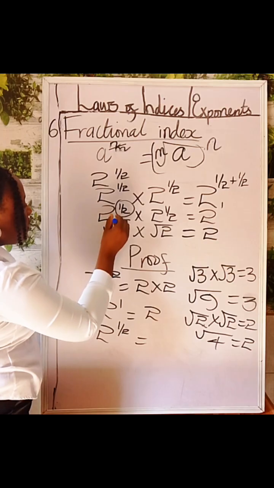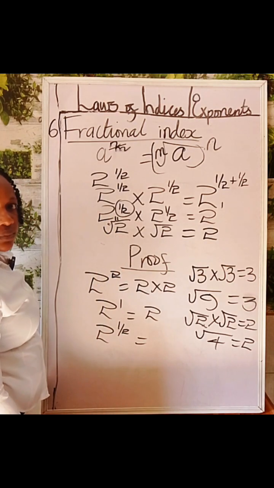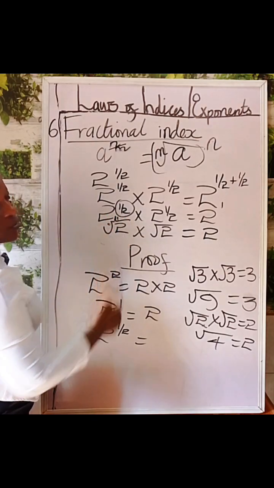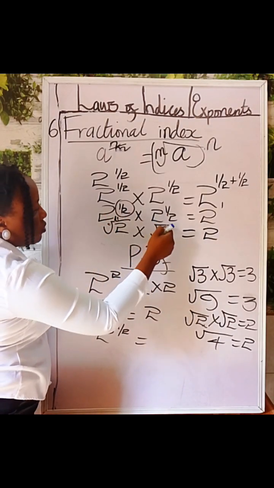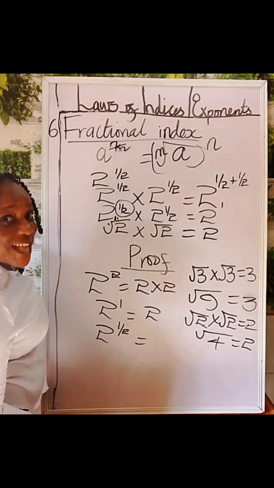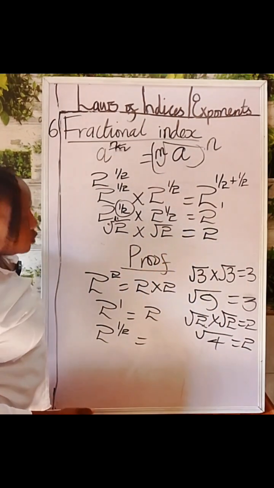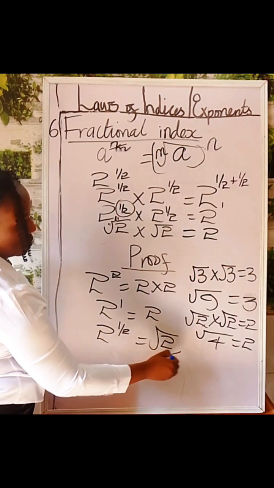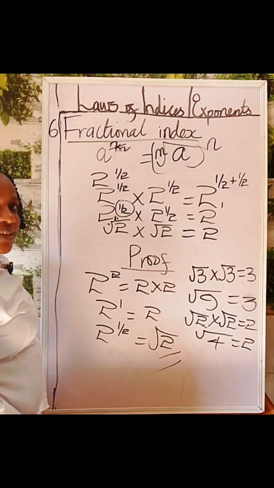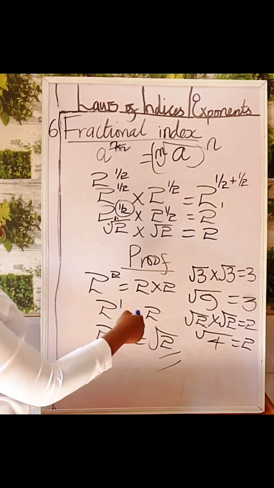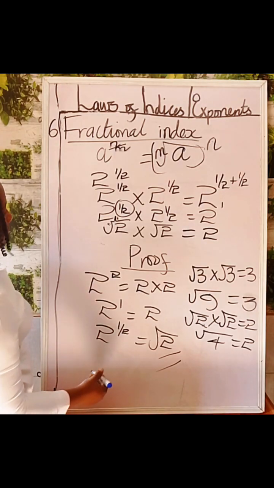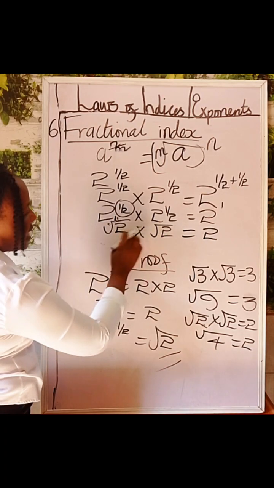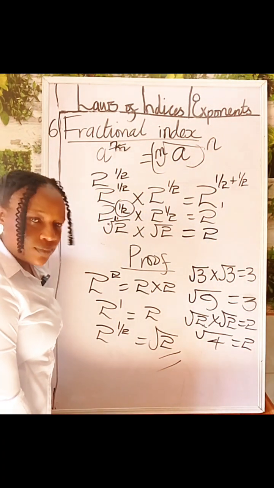2 raised to power half is equal to the square root of 2. 2 raised to power half is equal to square root of 2, because this times this will give you 2. The same way, this times this will also give you 2. So it is proven that this thing means square root of 2. I hope you understand it. Very good. You can go back and check it again. Very simple. So this thing means square root, because when you multiply it together, it will end up giving you 2.